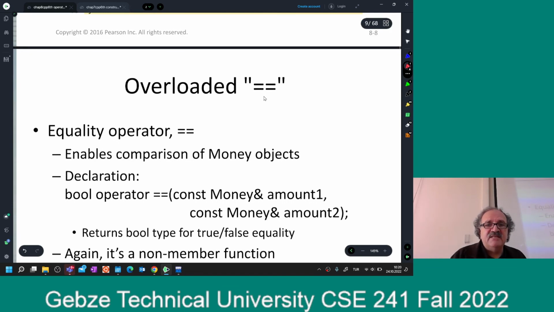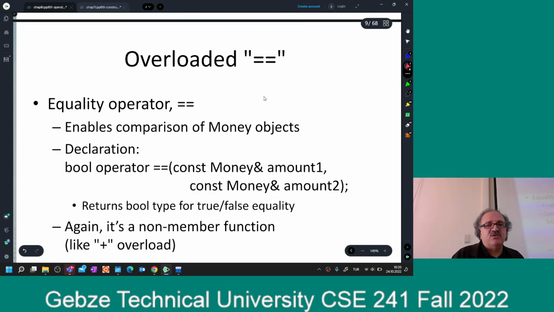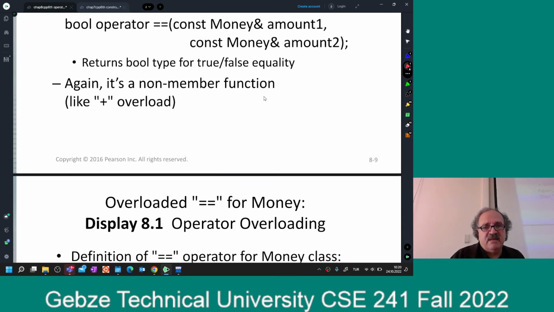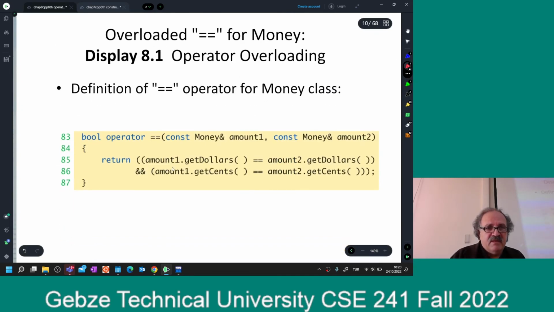And the is equal operator. What does it do? It just compares the cents parts and the dollars parts one by one. If they are both equal, then I am done. Get dollars and get dollars, get cents and get cents. This is the equal to operator.